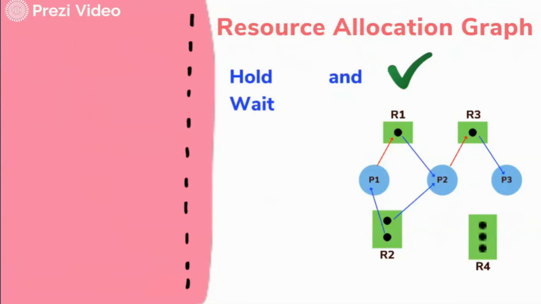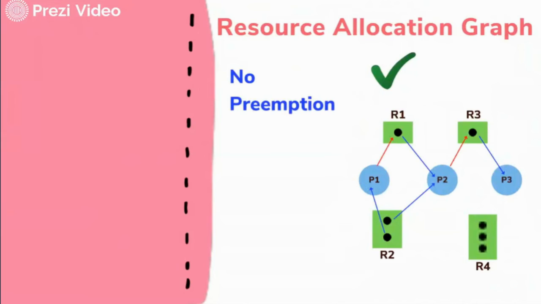For example, let us take the process P1. P1 is assigned the R2 resource, but it requires the R1 resource. It is holding R2 but it requires R1. So the hold and wait condition is also satisfied here. And no preemption means that a resource cannot be released by a process and given to another process again. It cannot be preempted.